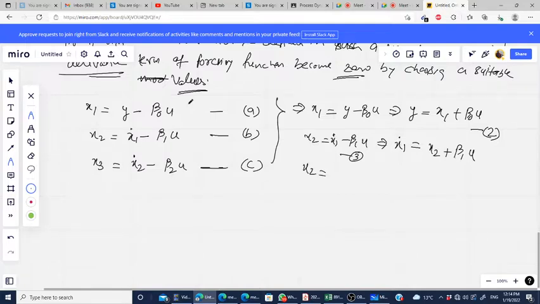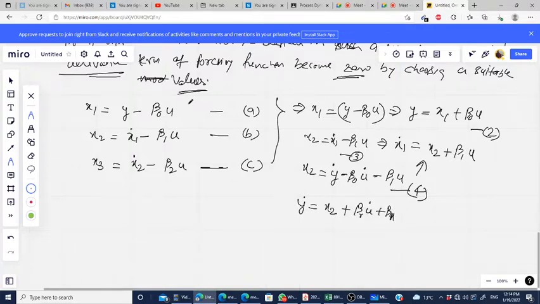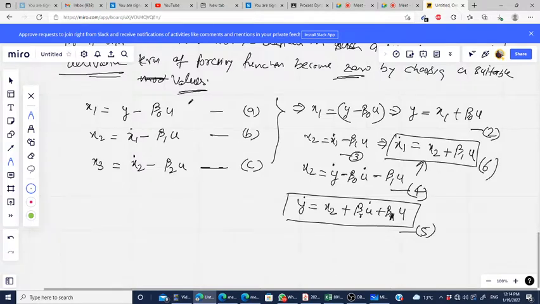Also x1 is nothing but y minus beta naught u. So if you take the dot, you can write y dot minus beta naught u dot, minus beta 1 u. Yes or no? This is equation number 4. So what is y dot? y dot becomes x2 plus beta naught u dot plus beta 1 u. This is the equation for y dot, let's say equation number 5, and this is equation number 6.